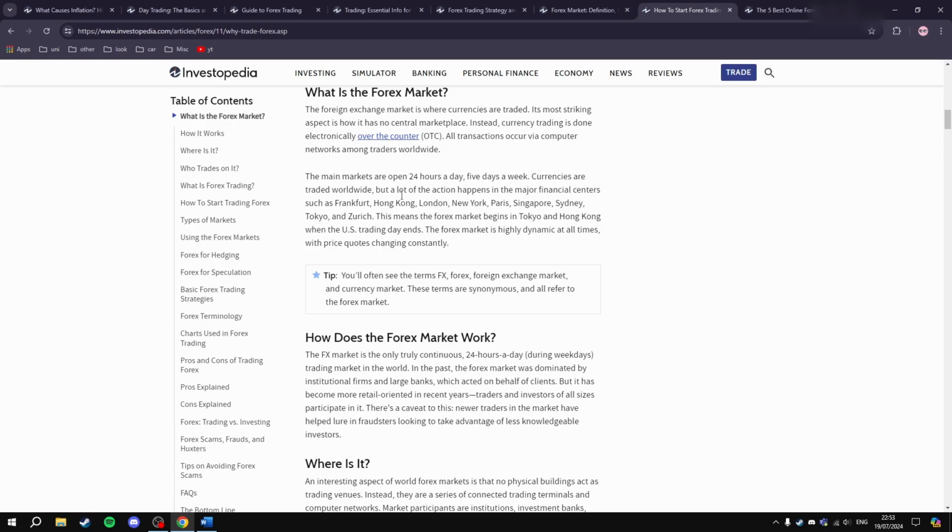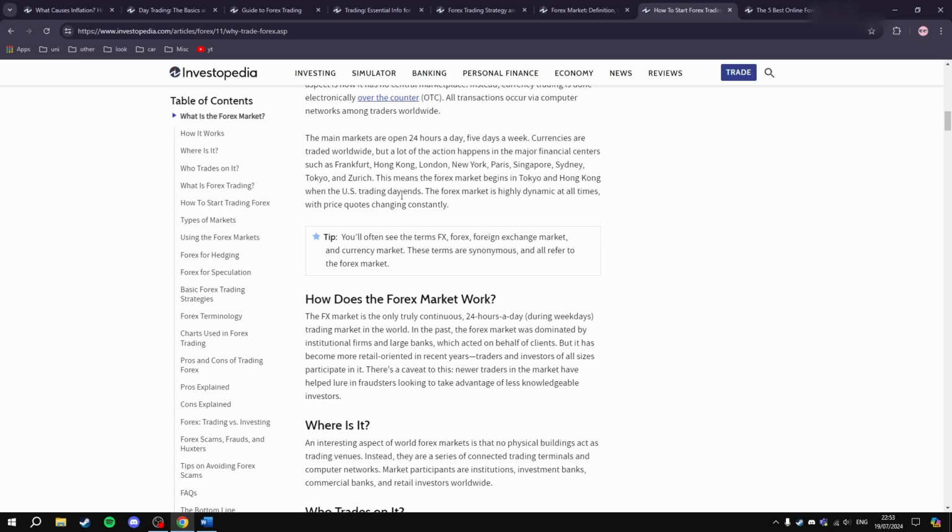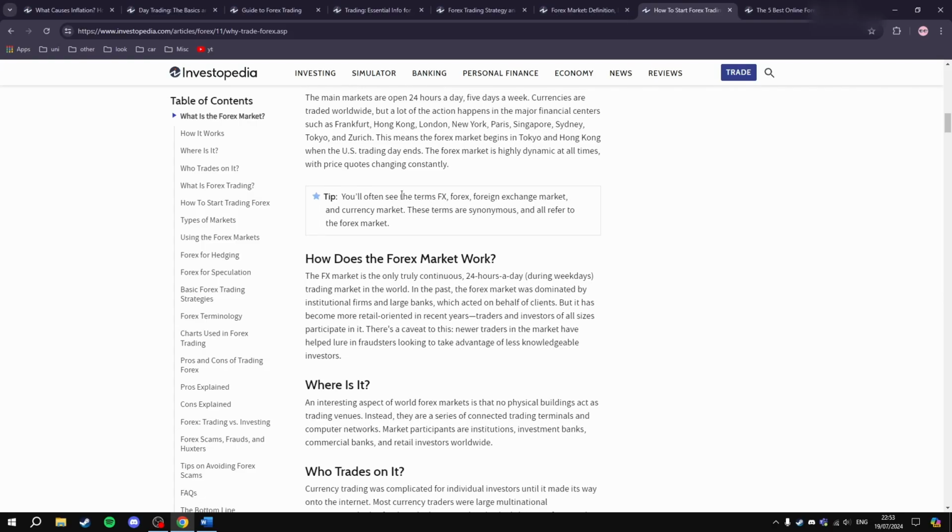Its most striking aspect is how it has no central marketplace. Instead, currency trading is done electronically over the counter. All transactions occur via computer networks among traders worldwide. The main markets are open 24 hours a day, 5 days a week.